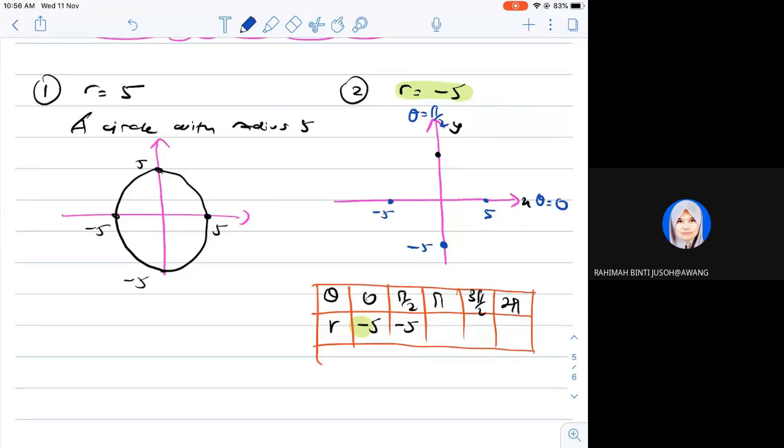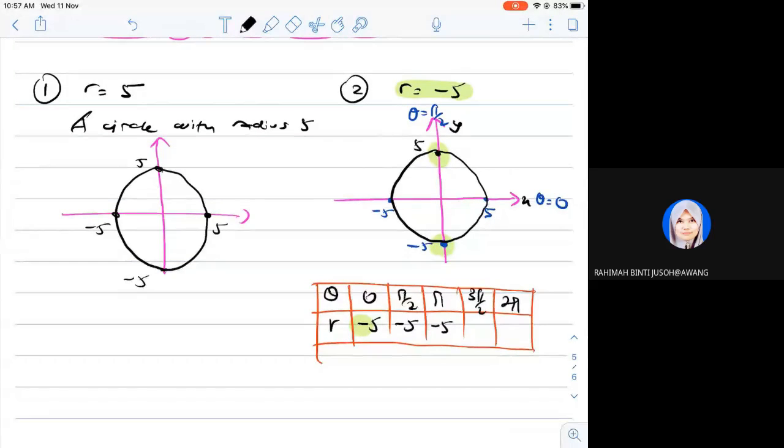Okay? And then again, for r equals negative 5 with angle equals pi, it should be down here. But since the radius is negative, we have to reflect upward. So it is here. When you complete it, in the end it is the same again. It will also be a circle. The same. A circle with radius 5, because it reflects back. Understand guys?